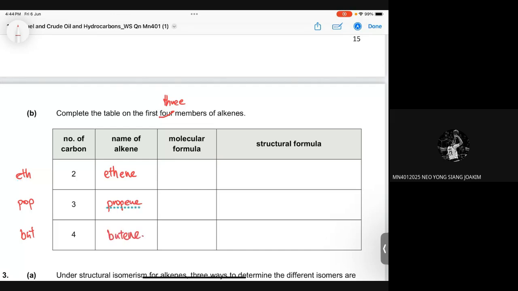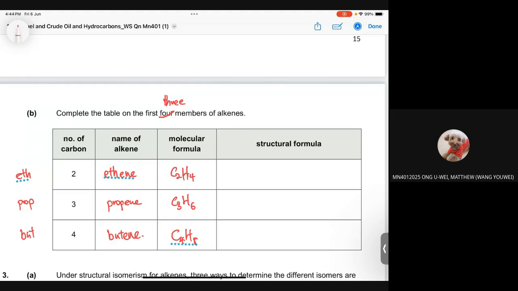Okay, Matthew, tell me all the molecular formulas, all 3 of them. C2H4, C3H6, and C4H8. Okay, so you all need to be very familiar with the molecular formula because it will always be tested, and it will come out quite often.